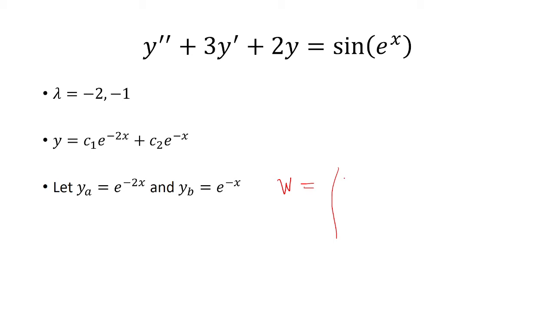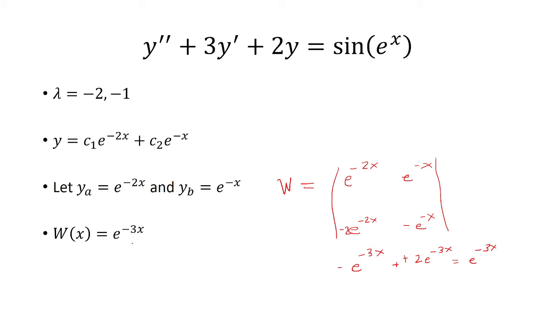So for that, what you have to do is first row set the y_a and y_b, and the second row you want to take the derivatives of those. So the derivative of e^(-2x) is negative 2 e^(-2x). The derivative of e^(-x) is negative e^(-x). So compute the determinant, so multiply the first diagonal, negative e^(-3x), minus, now multiply the second diagonal, negative 2 e^(-3x). This turns into plus, and so you have e^(-3x). And that's our Wronskian.